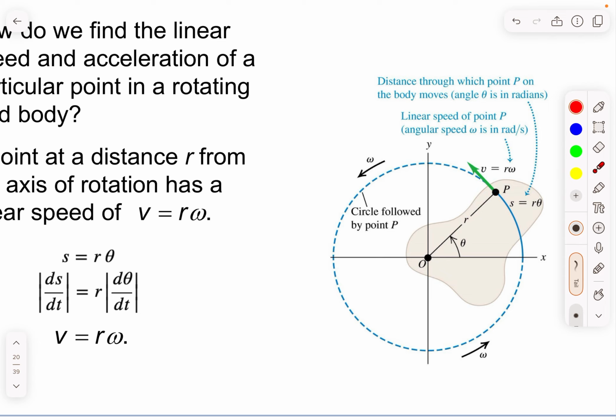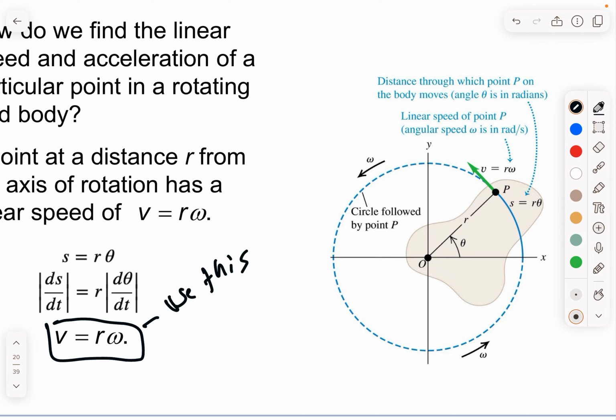So now you can see where v equals r omega comes from. There we go. So v equals r omega, this is what you need to remember. This is the fundamental relationship that connects rotational motion and linear motion. So this is what you need to recall, and you can use it all the time. Whenever you're doing a problem and you get stuck, think, oh, does v equals r omega help me?